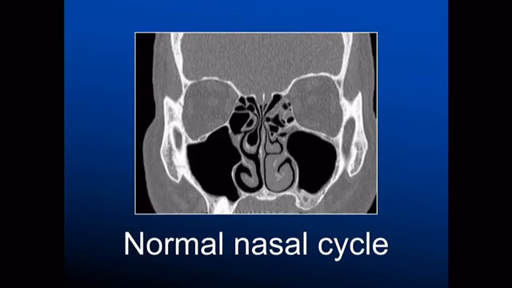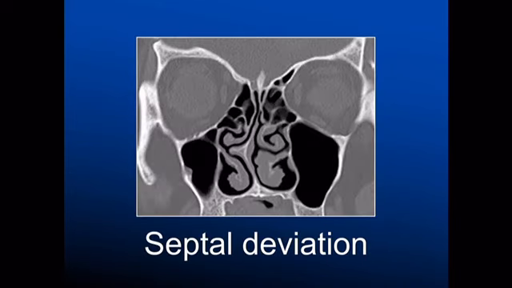Probably no one needs to be reminded of this, but there is a normal nasal cycle. We recently had a patient referred for an MR for an abnormal inferior turbinate, which was just a normal nasal cycle, basically. So again, an image of septal deviation.